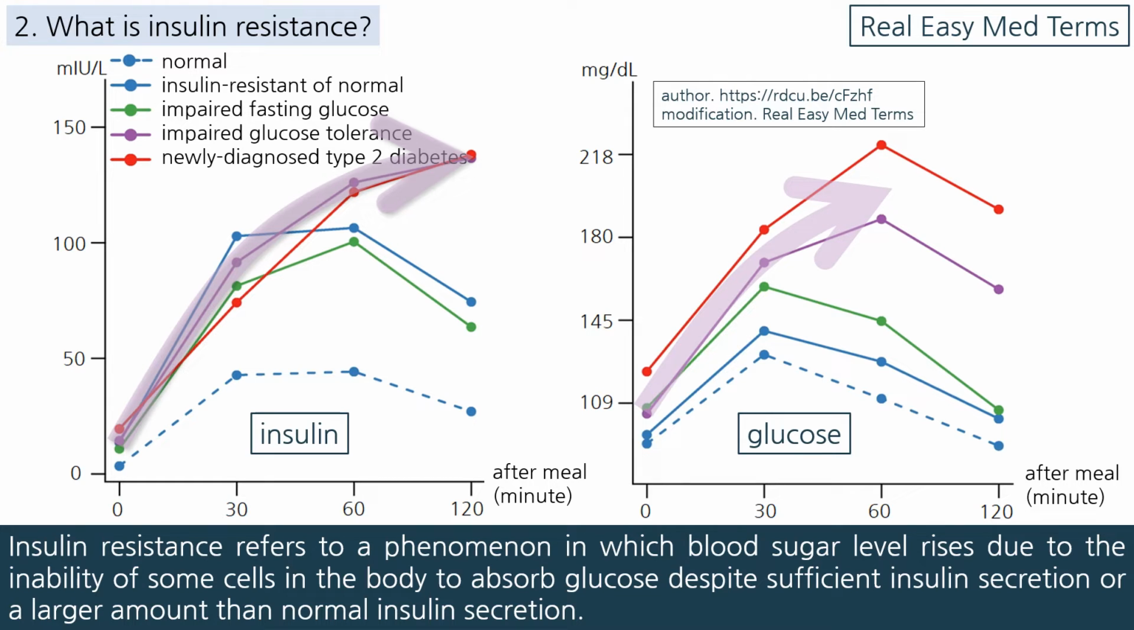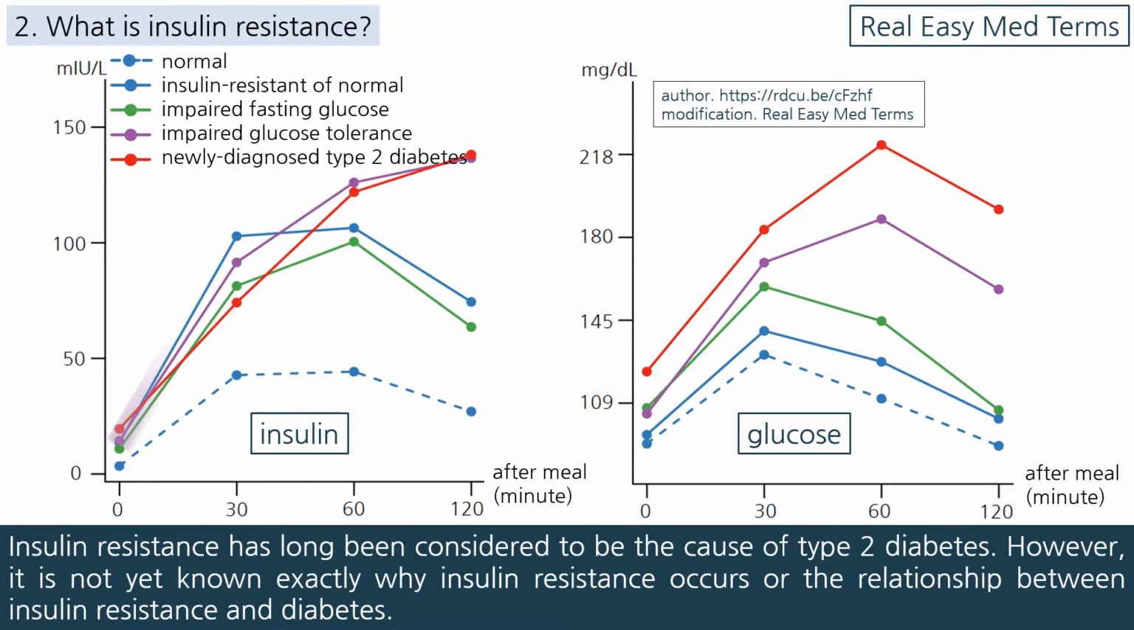Insulin resistance refers to a phenomenon in which blood sugar level rises due to the inability of some cells in the body to absorb glucose despite sufficient insulin secretion or a larger amount than normal insulin secretion. Insulin resistance has long been considered to be the cause of type 2 diabetes. However, it is not yet known exactly why insulin resistance occurs, or the relationship between insulin resistance and diabetes.